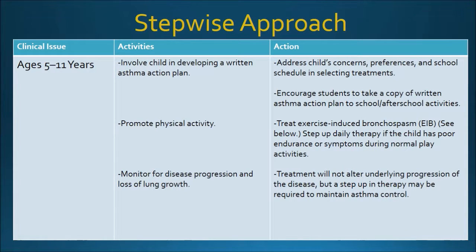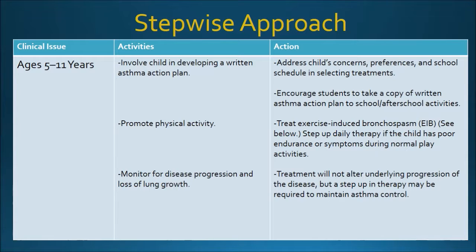Next age group is ages 5 to 11 years. We'll involve the child in developing a written asthma action plan. We'll address the child's concerns, preferences, and school schedule whenever we're selecting the treatment. We'll encourage the students to take a written copy of the asthma action plan to school and their after-school activities so that their teachers and everyone can be informed of the plan as well.